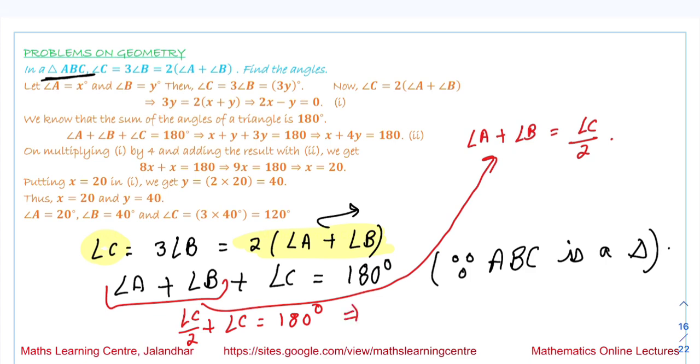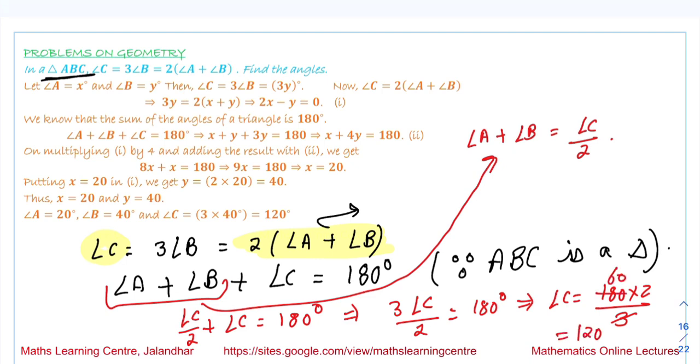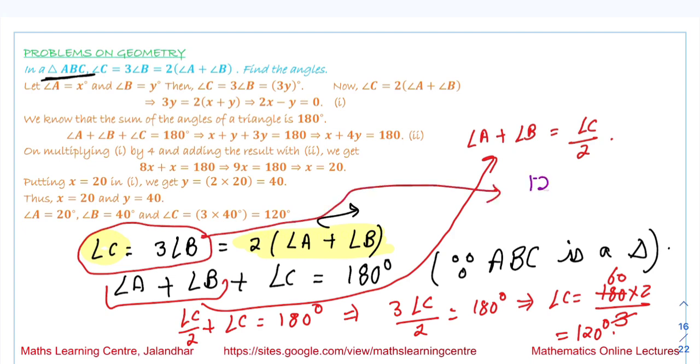So this gives us 3 times angle C by 2 is 180 degrees. So angle C is equal to 180 into 2 by 3, that is equal to 120 degrees. This is the value of angle C. Angle B we can calculate from this relation. We are saying 120 is equal to 3 times angle B, so the value of angle B is 120 by 3, that is equal to 40 degrees.